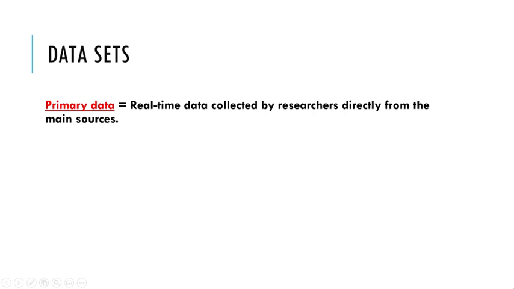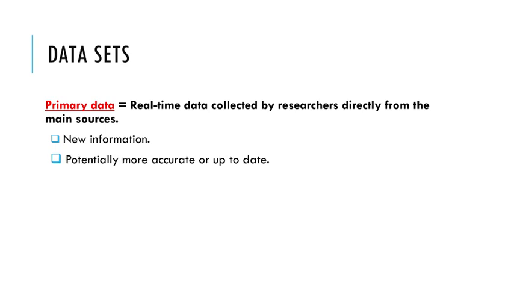When we talk about primary data, we're talking about real-time data that's collected by researchers directly from the main source. So real-time data collected by researchers directly from the main source. And so what we're talking about is researchers that are collecting new information. And because it's new information, it's potentially more accurate or more up to date. So maybe this is going to be a little bit more cutting edge information that's coming in. But collection of primary data can be very costly to collect, depending on what kind of manner you're trying to collect it in.